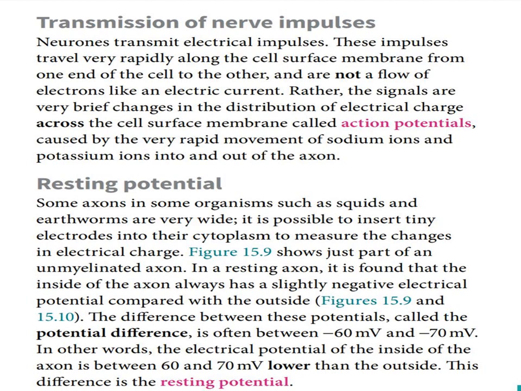This difference between the outer and inner membrane of a neuron has a potential difference between minus 60 to minus 70 millivolt, and this difference is called the resting membrane potential. Or we can also say that the electrical potential of the inside of an axon is between 60 and 70 millivolt lower than that of the outside.